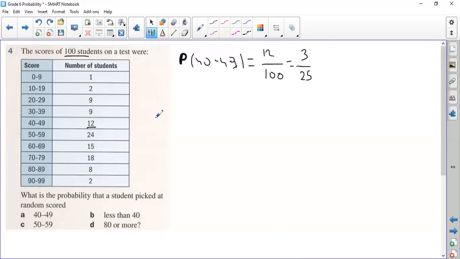3 over 25. What is the probability that a student takes less than 40? Less than 40 means the students can take between 0 and 9, 10 and 19, 20 and 29, 30 and 39. So the total number of students that have taken less than 40 is 1 plus 2 plus 9 plus 9, over the total number of students, which is 100.